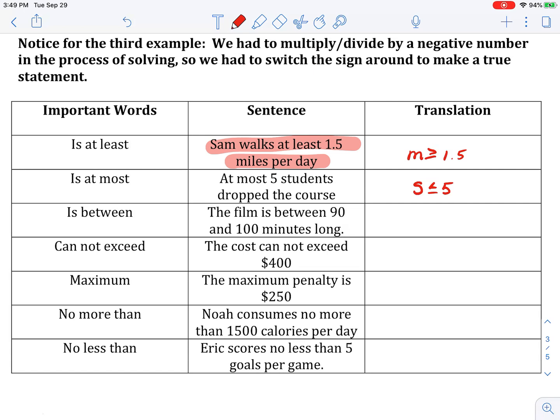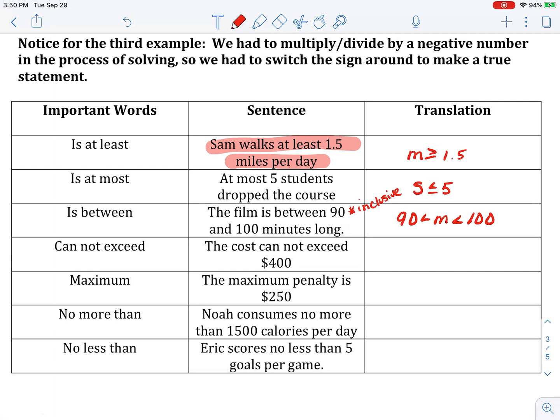Is between. The film is between 90 and 100 minutes long. So the minutes are between 90, and this would be a compound inequality. Minutes is between 90 and 100. Notice my less than, right? When you're writing a compound inequality about something in between, you're going to use the less than symbols. Interestingly, though, notice it says is between 90 and 100, but it doesn't say that it includes 90 and 100. If it did include 90 and 100, we would see the word inclusive in there. All right, inclusive indicates that those numbers are included.